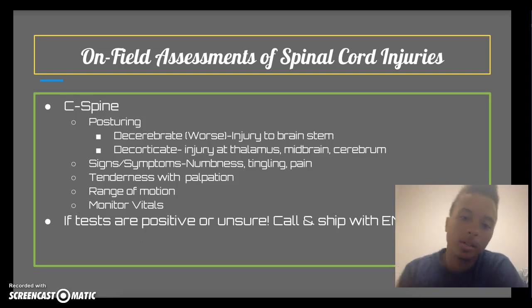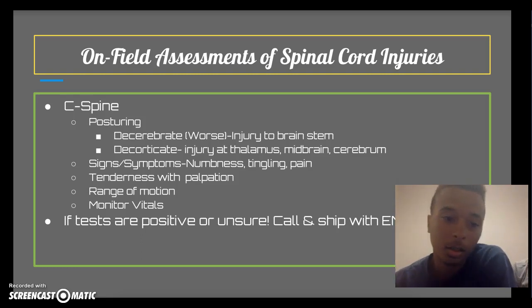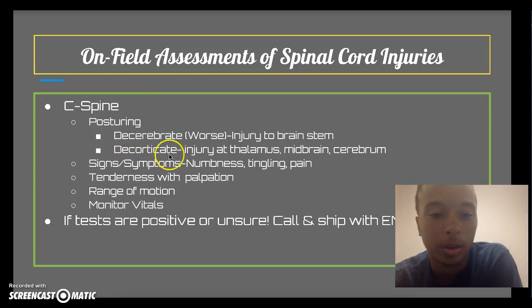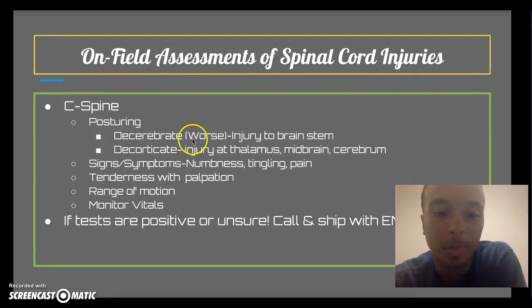So we have different ways to assess spinal cord injuries. We have on-field and in the clinic. So on-field assessments usually is your C-spine detecting, on-field, kind of axial loading football injury. When we're running on the field, before we even palpate or anything like that, we're looking for any posturing like the decerebral or decorticate. We know that decerebral is the worst one.